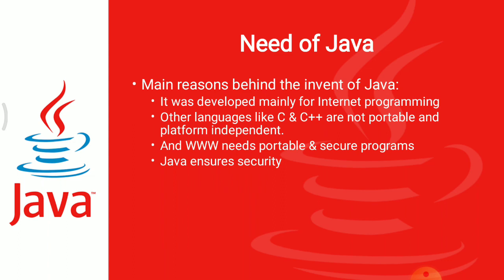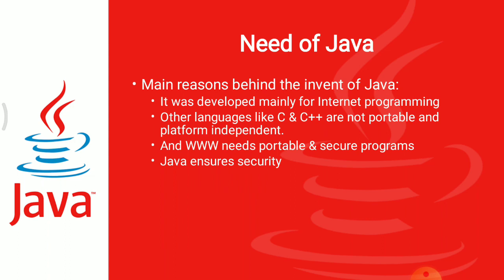For this mechanism, Java is mainly developed. Other languages like C and C++ are not portable and platform independent. These are the major features. I will explain these again in the features of Java point, but here I will explain what portable and platform independent mean. C and C++ are not portable and platform independent. Java is portable and platform independent.